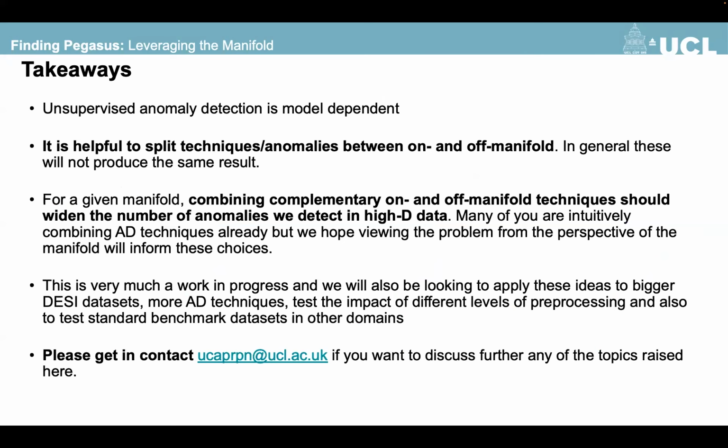Okay, that's pretty much it. So the takeaways: unsupervised anomaly detection is model dependent. It's helpful to split anomalies between on and off manifold techniques. And I guess this is the key point: by combining complementary on and off manifold techniques, we should be able to widen the number of anomalies we detect in high dimensional data.